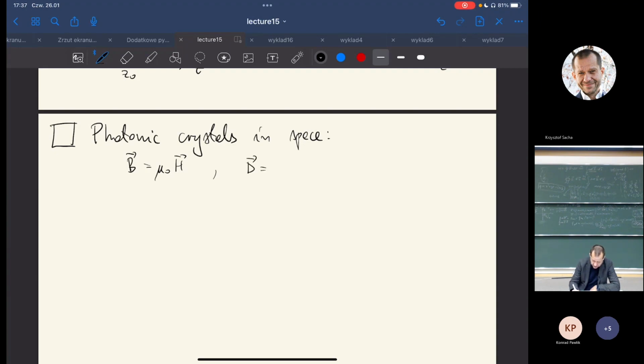And this is a linear medium. That means that the displacement field is proportional to the electric field, and the coefficient in front of this electric field is just the dielectric constant. So then the Maxwell equations look as follows.